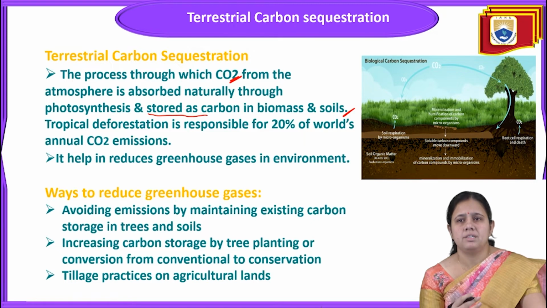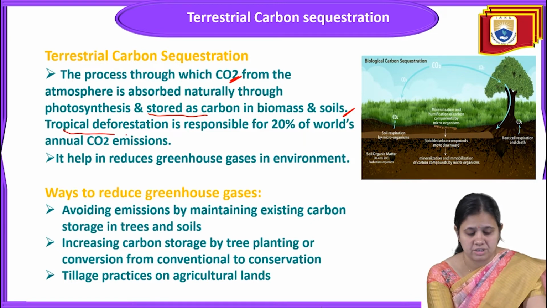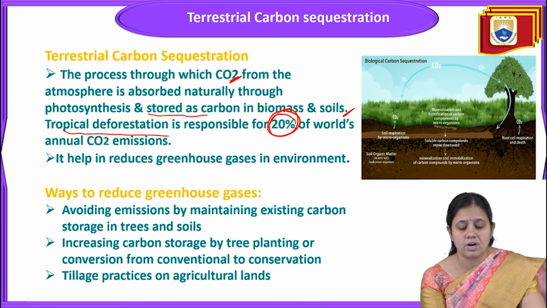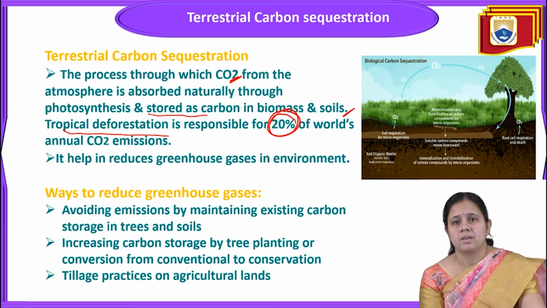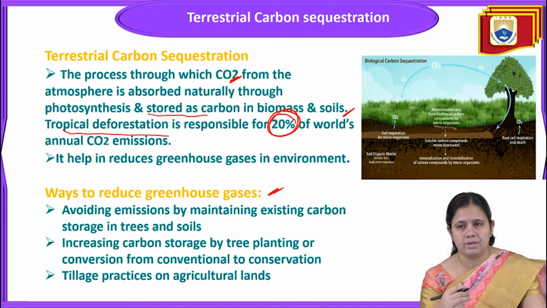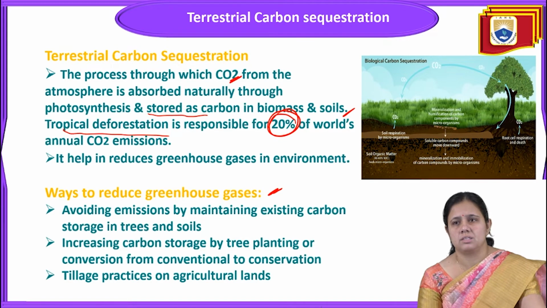That's why tropical deforestation is responsible for 20% of world annual CO2 emission. The increase in CO2 emission is largely due to tropical deforestation, because forests help reduce greenhouse gases in the environment. So how do we reduce these greenhouse gases in the environment? Next we are going to discuss that.